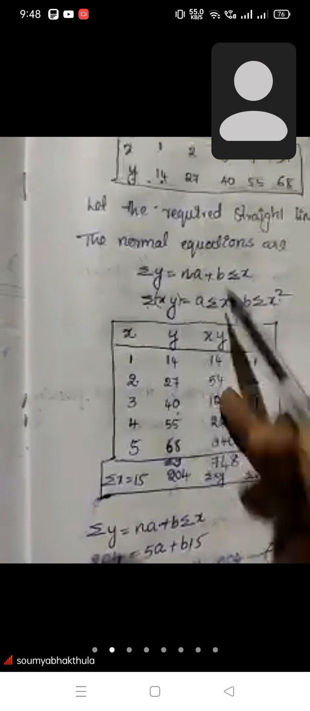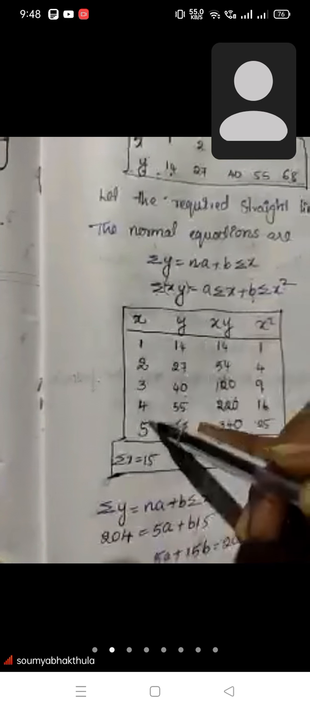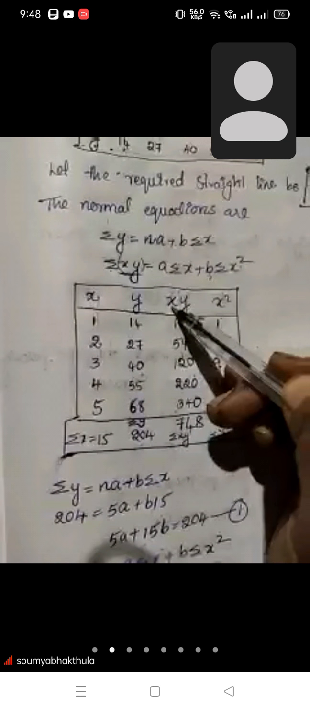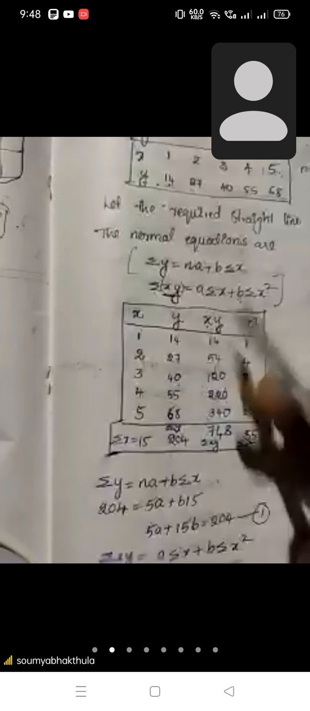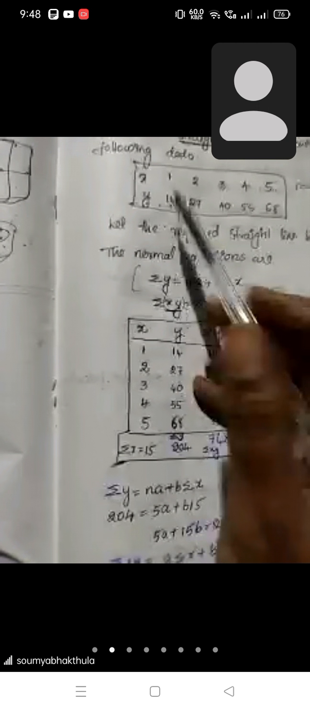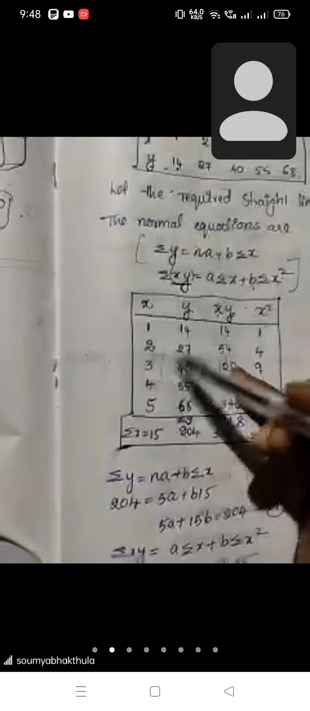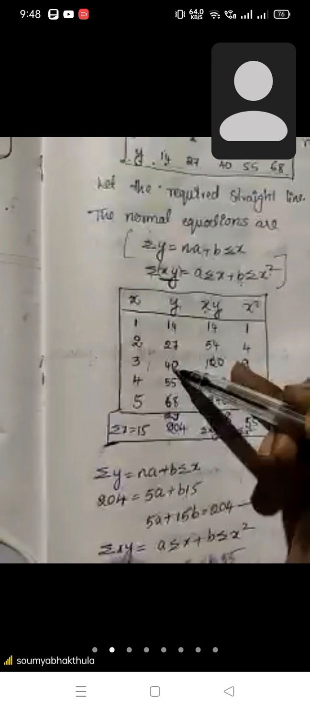So for this I am going to take a table. You have the values of x, then the values of y, then xy, and next x square. What are the terms in the equations? You have to take them here. So x is 1, 2, 3, 4, 5. Y is 14, 27, 40, 55, 68.